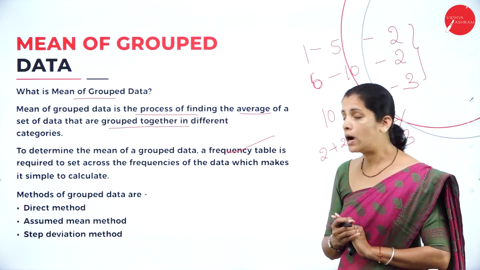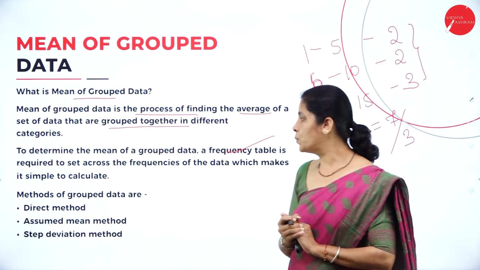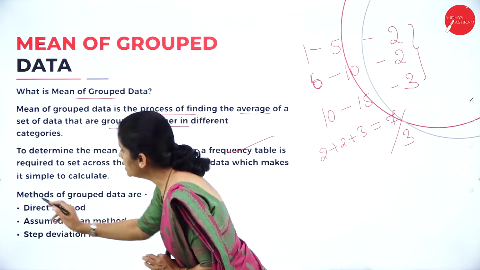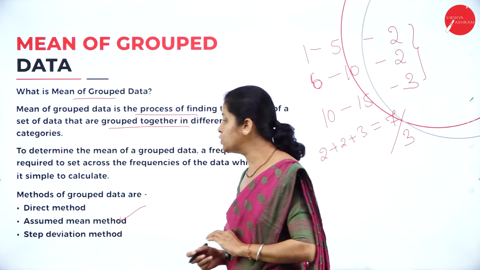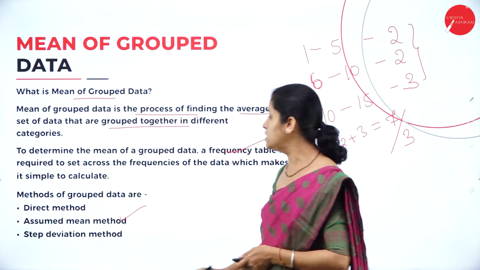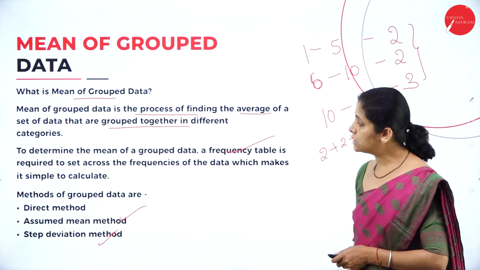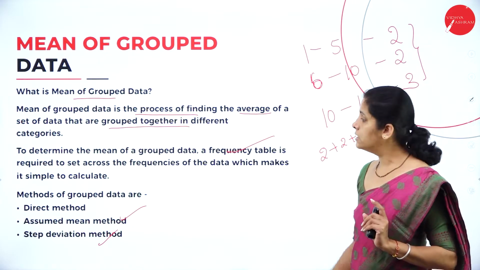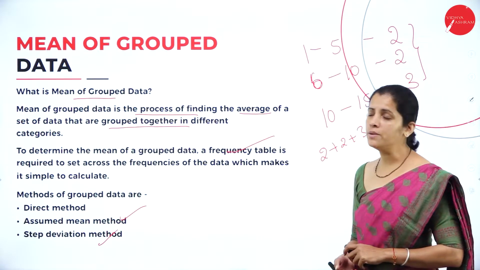Now, let's see what are the different methods used to find the mean of grouped data. First one, direct method. Next one, assumed mean method. And third one is step deviation method. So, what are the three methods? Direct method, then assumed mean method, then step deviation method.